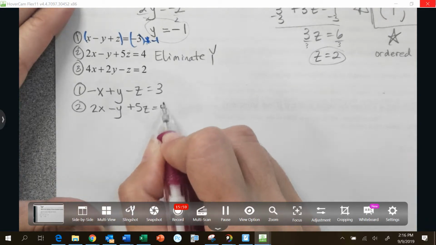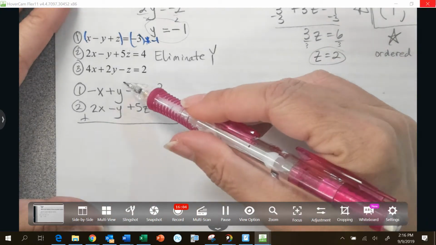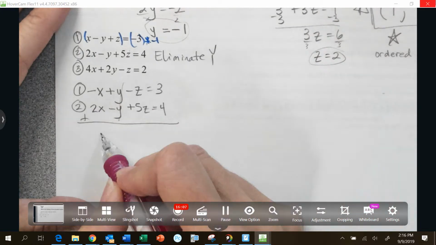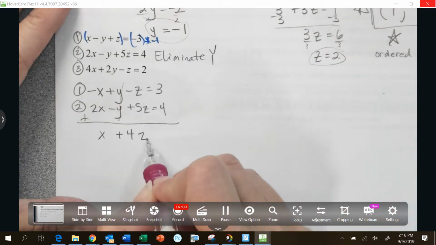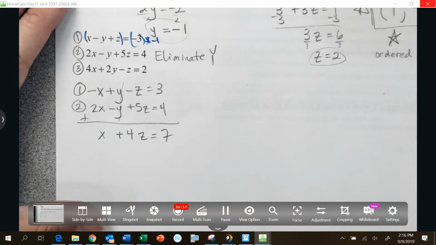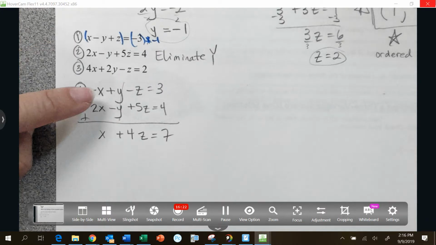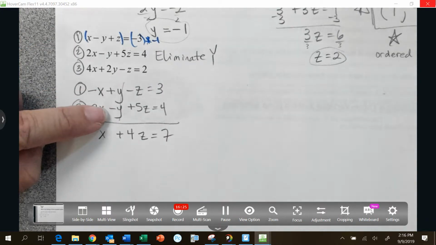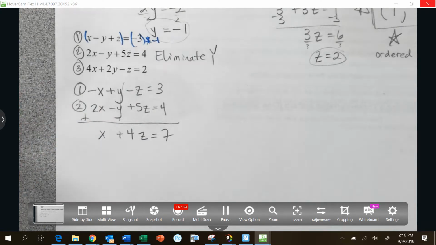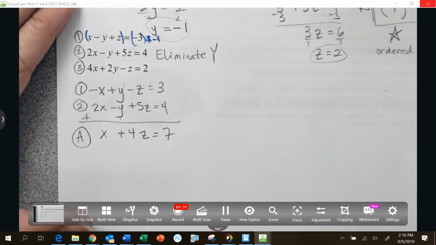Okay, so we are going to add together equation 1 and equation 2. That's going to eliminate my y's. I'm going to get x plus 4z equals 7. Question. Why are you multiplying equation 2 by -1? I'm not. You don't need to. I'm multiplying equation 1 by -1 so that I will have one positive y and one negative y. In order to cancel, we have to have one of each sign. I'm going to call this new equation, equation A.